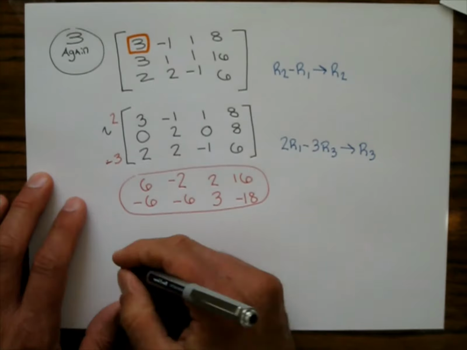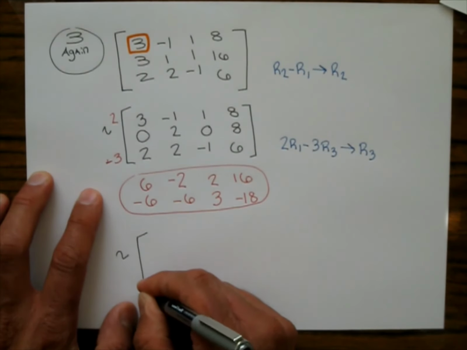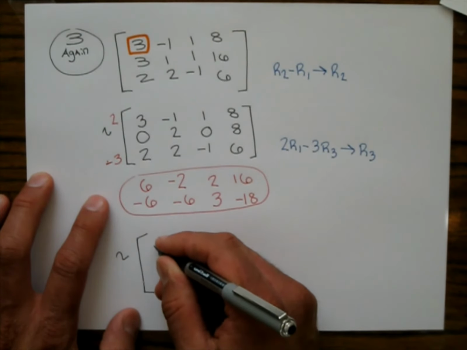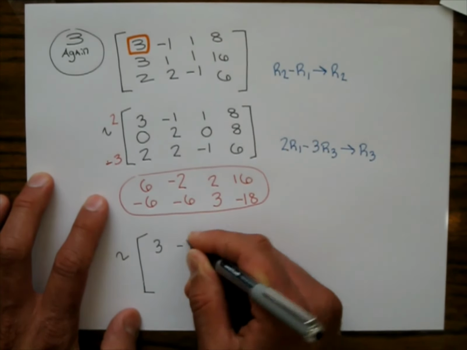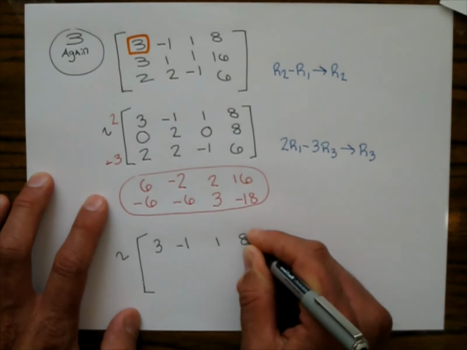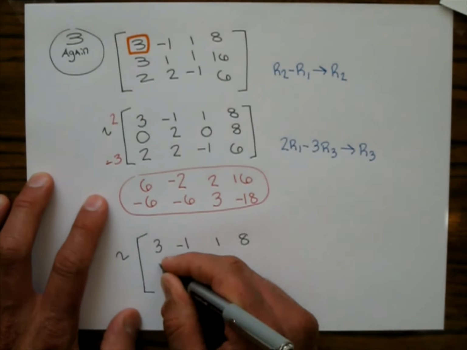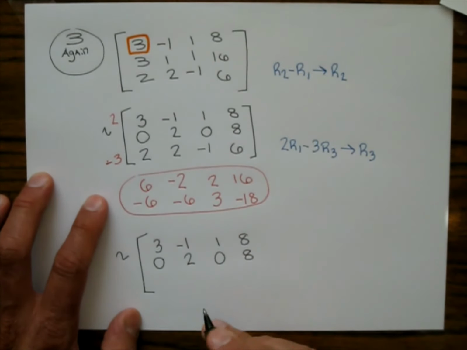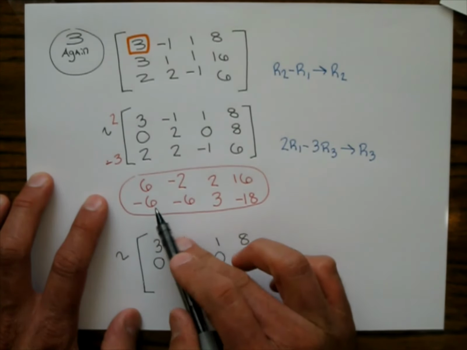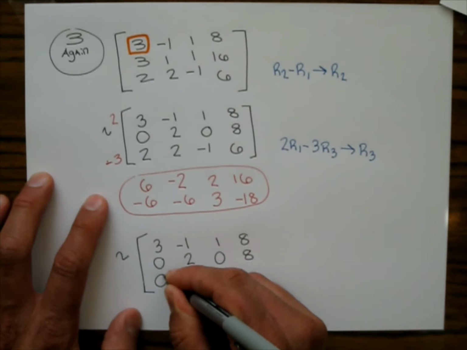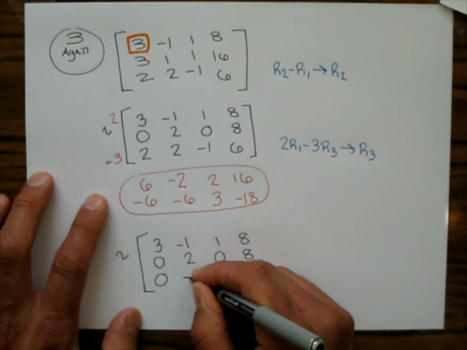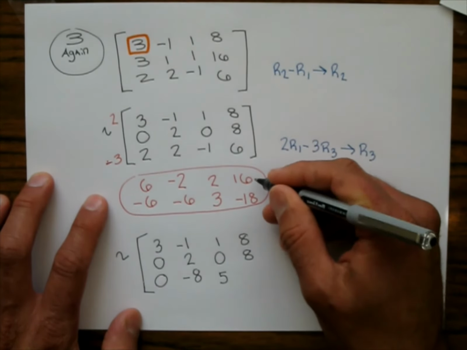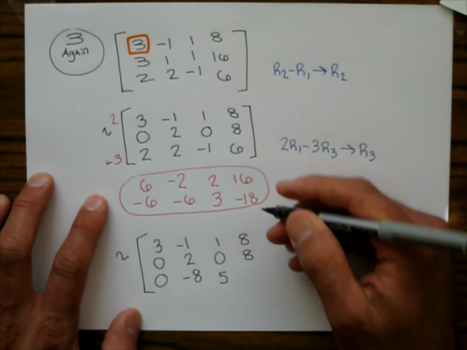So let's see if we can write this down and not have any mistakes here. Row 1 I'm keeping the way it is. So I have 3, -1, 1, 8. Row 2, I'll just keep it as 0, 2, 0, 8. And row 3 now becomes, okay, so let's do this. 6 minus 6 is 0. And then over here we get -8, 5, and this is -2.